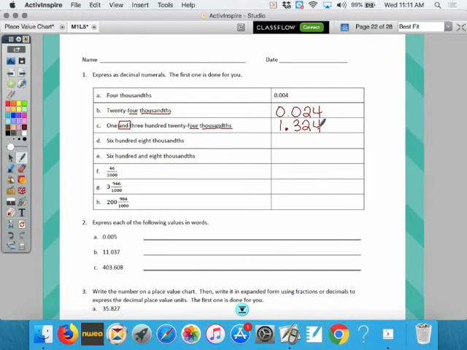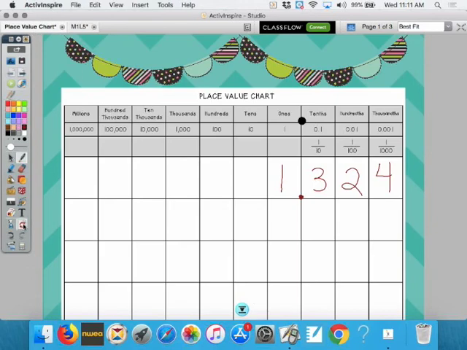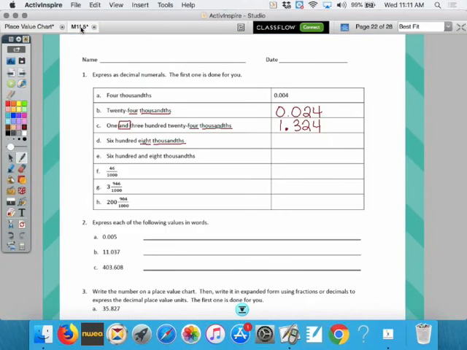Okay, next one. Do you see the word and? No. So there's no whole number. So what's the last digit I write? 8. What place value is it in? Okay. Uh-oh. It was an 8, wasn't it? Yeah. So the number was 0.608. Yeah. Okay, you got it? Are you writing them on the place value chart? It's going to make it a lot simpler. So 608 thousandths.